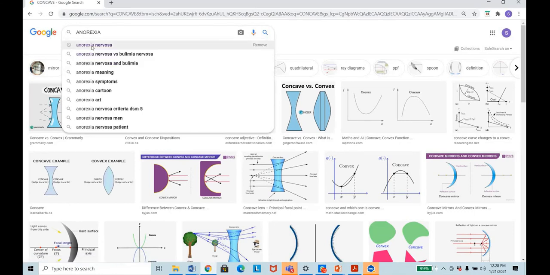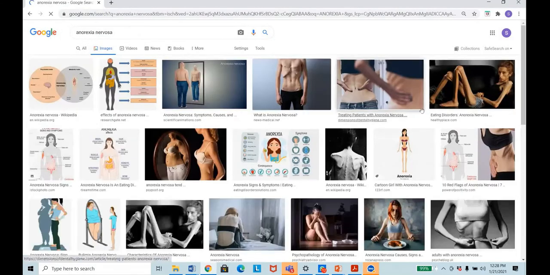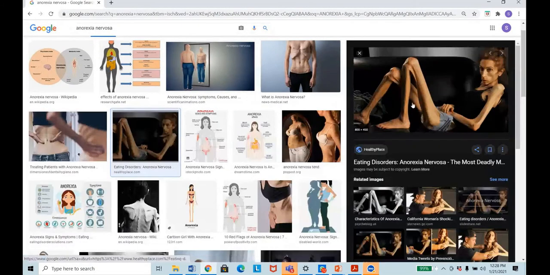Let me show you the pictures of a patient suffering from such a disease. Okay, so can you see this girl over here? She is perfectly fine, meaning she is from a rich family, so it is not that she is starving due to poverty or unavailability of food.